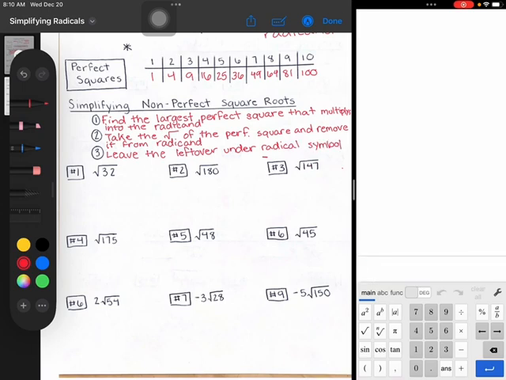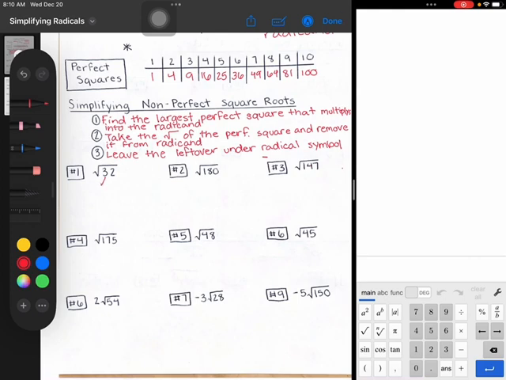So for these ones, it'll be really good to have a calculator or Desmos Scientific Calculator handy, because we'll need to do a lot of multiplication and division that we're not normally used to. So we are going to look at some examples here. The first example we have is square root of 32.